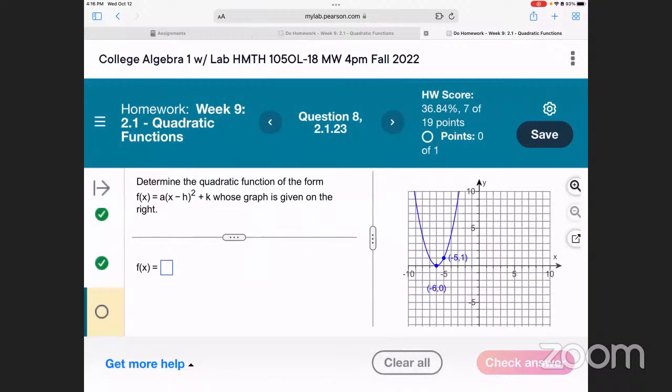Determine the quadratic function of this form whose graph is given. So this is a repeat. It's just presented a little bit differently, right? So our x is negative 6, 0. Our y is negative 5, 1.